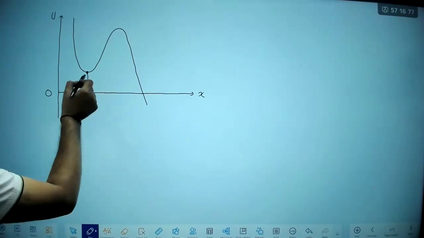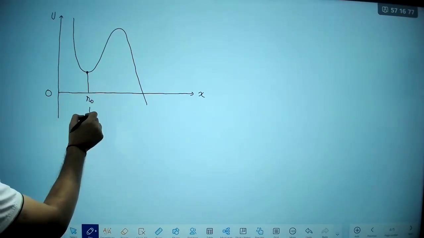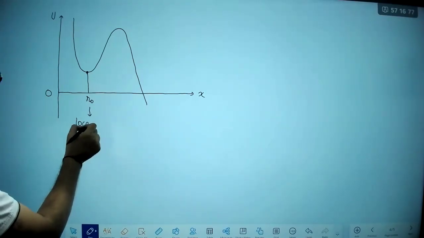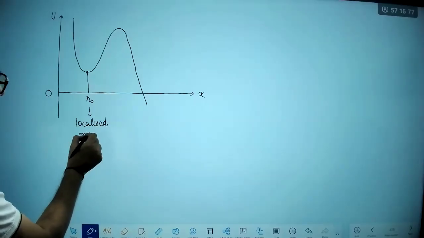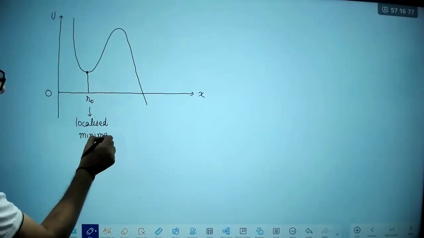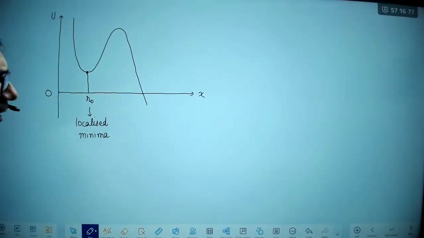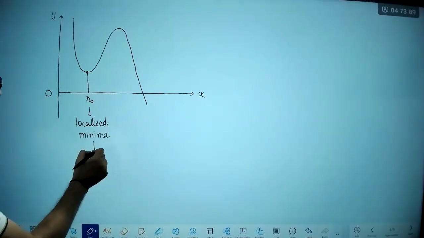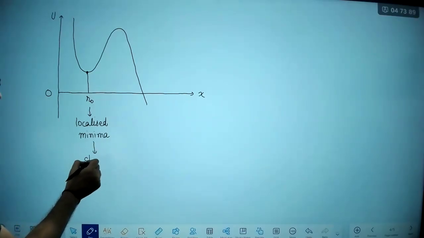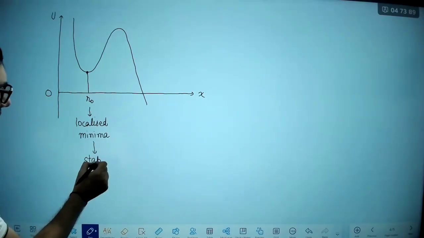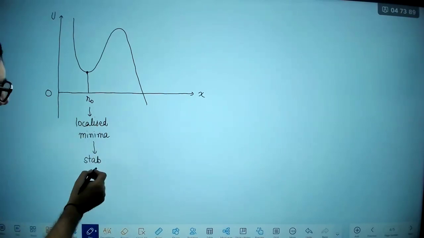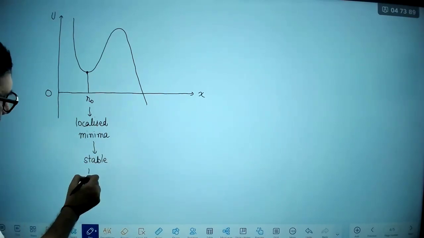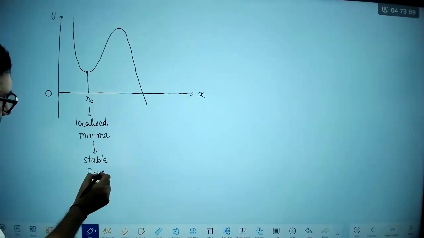What is this? This is a localized minima. At the position of localized minima, this equilibrium condition is satisfied. Later on, I will show you this is called a stable equilibrium point, and I will explain why it is stable. So at the position of this localized minima, we get an equilibrium point, and we call it a stable equilibrium point.